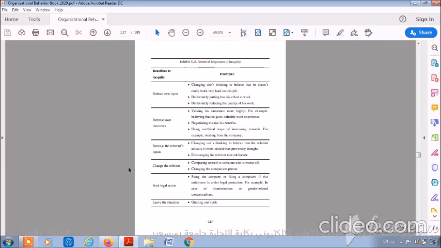Also the next reaction may be change the referent, or change the comparison person. Comparing oneself to someone who is worse off.